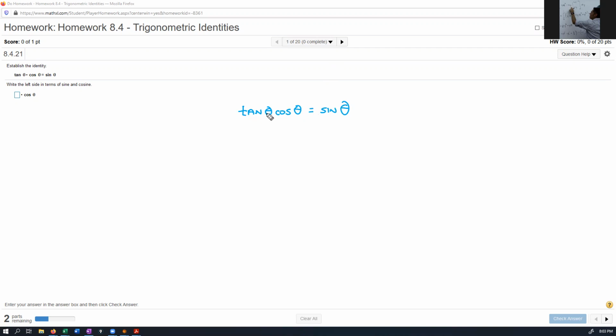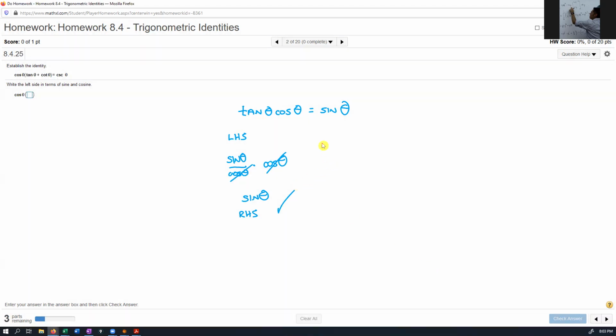I'm going to start with the left-hand side, and I'm going to rewrite tangent as sine theta over cosine theta, and then times the cosine theta that was already there. The cosines cancel, and we just get sine theta. And that's the right-hand side, and we're done. Okay, that was easy. Going to move to the next problem.